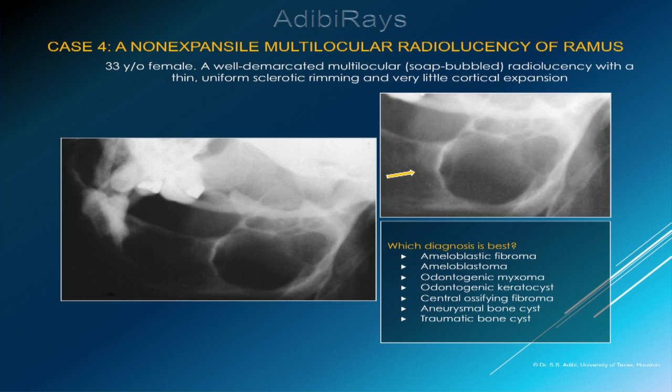Is it an ameloblastic fibroma, ameloblastoma, odontogenic myxoma, odontogenic keratocyst, central ossifying fibroma, aneurysmal bone cyst, or traumatic bone cyst?